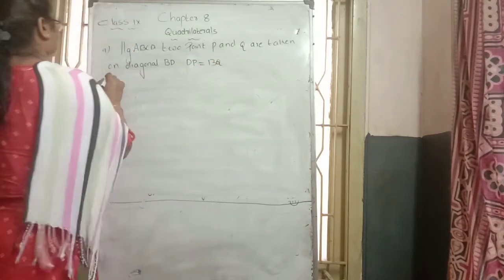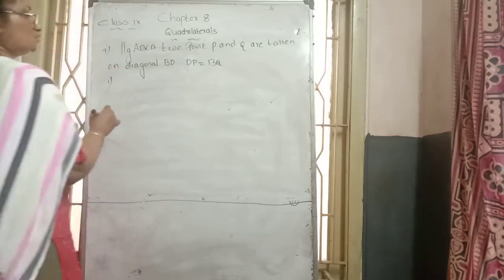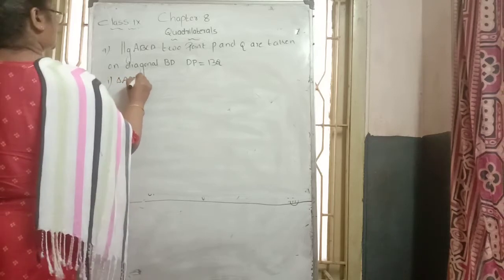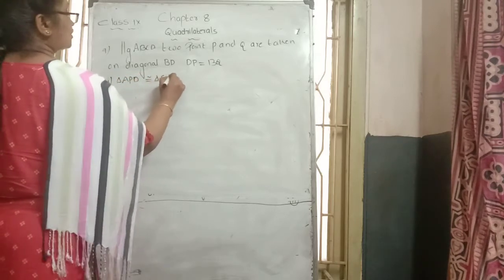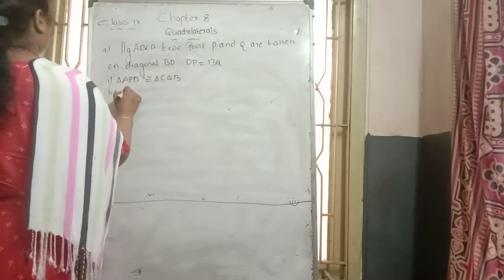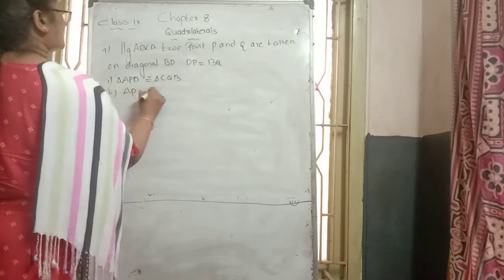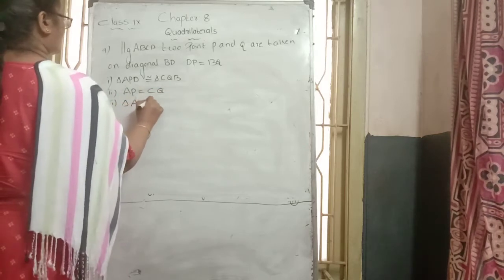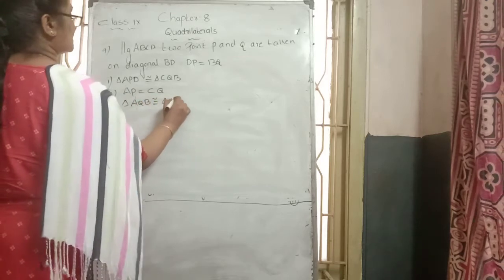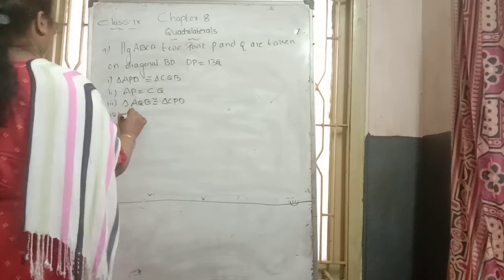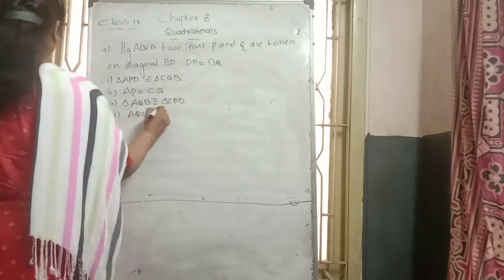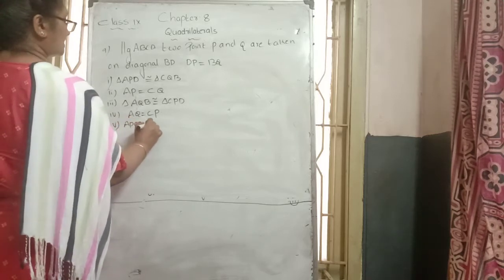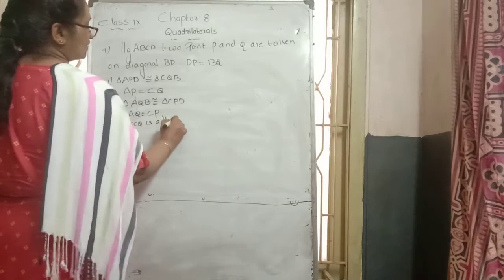In the diagram they give the conditions, and there are 5 things we want to prove. First, prove triangle APD is congruent to triangle CQB. Second, prove side AP is equal to side CQ. Third, prove triangle AQB is congruent to triangle CPD. Fourth, side AQ is equal to side CP. Fifth, we want to prove APCQ is a parallelogram. These 5 cases we want to prove.